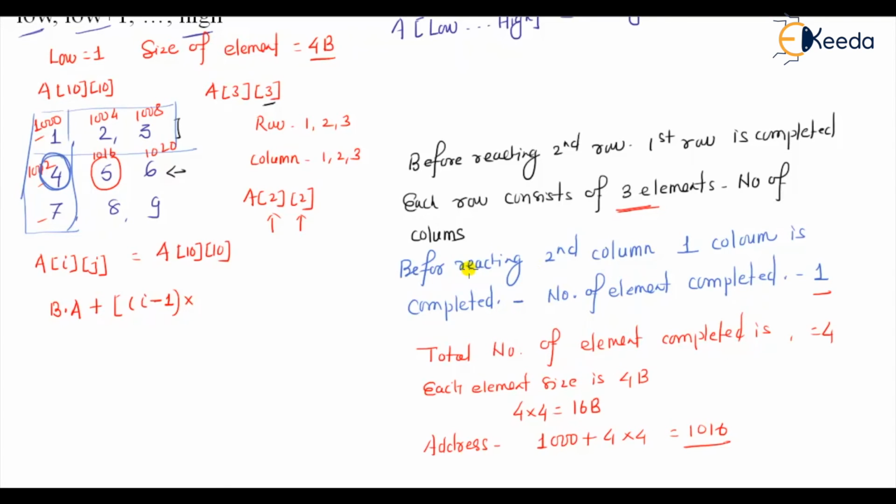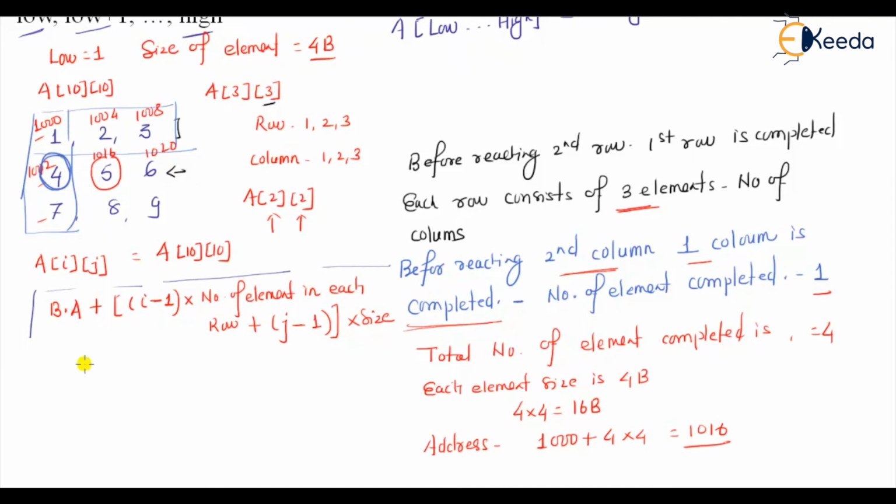And then the next argument is the number of elements. Each row consists of 3 elements. So the number of elements in each row, plus j, the column value, minus, again the lower bound is 1. Okay, so here the second column, and we have already 1 column completed, so 1 less column, into size. This formula is for what? This formula is for when the lower bound is 1.